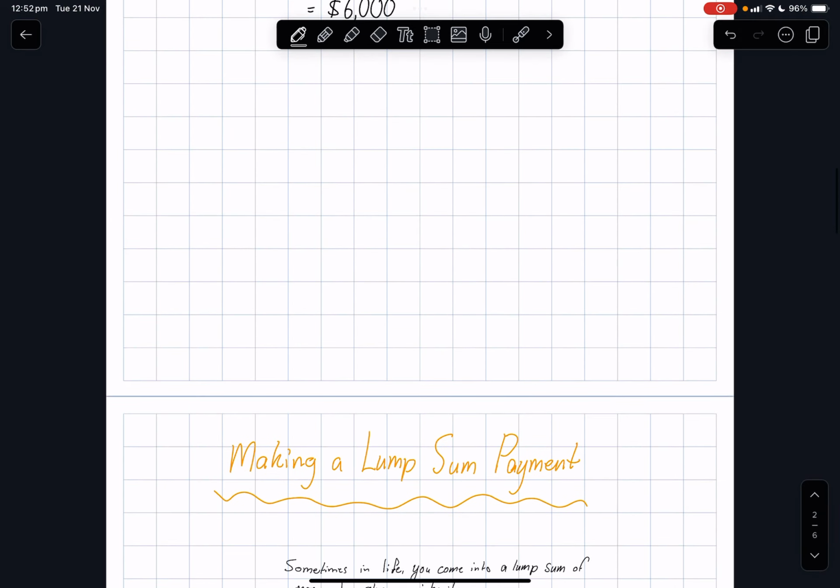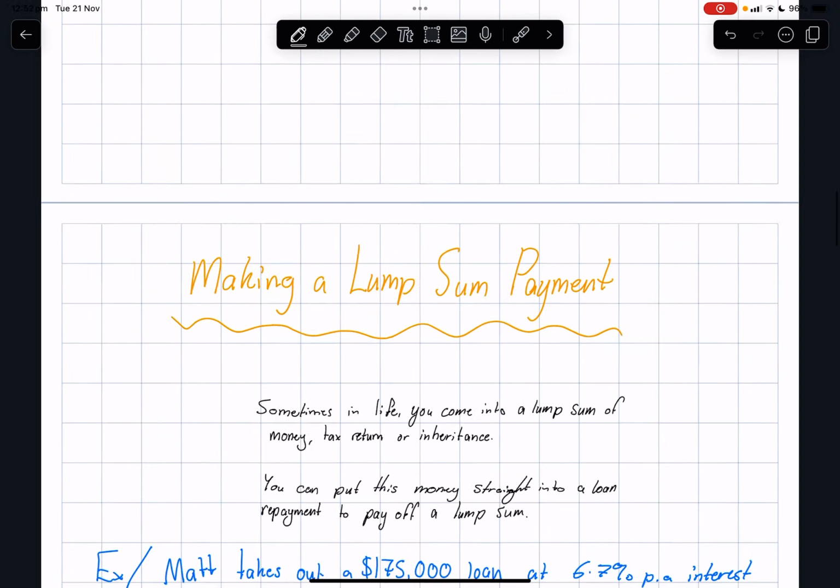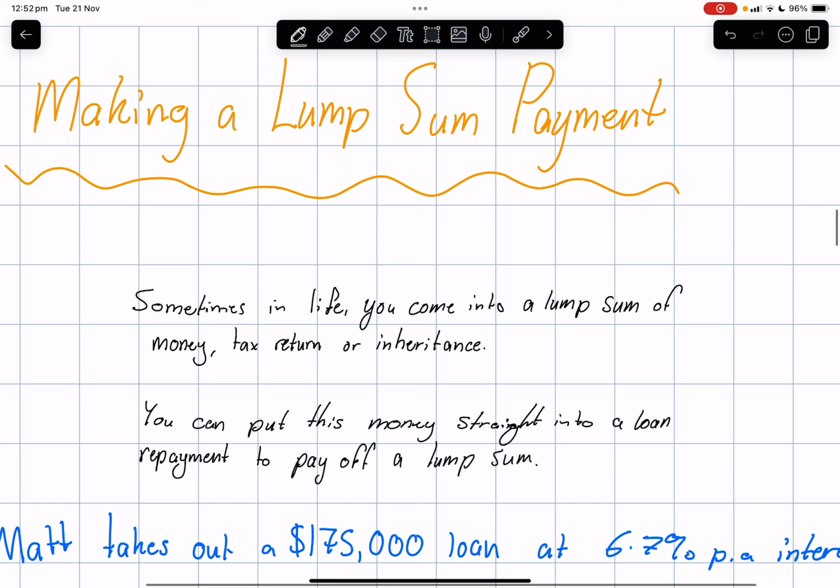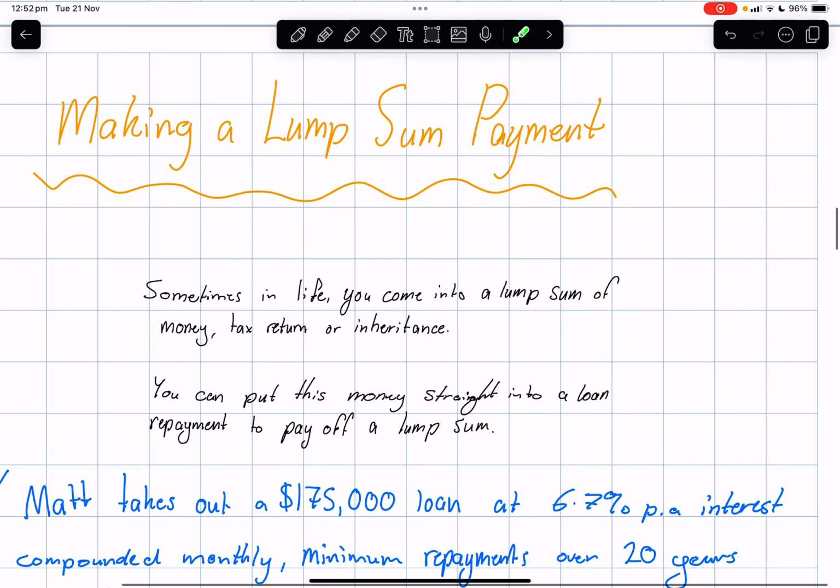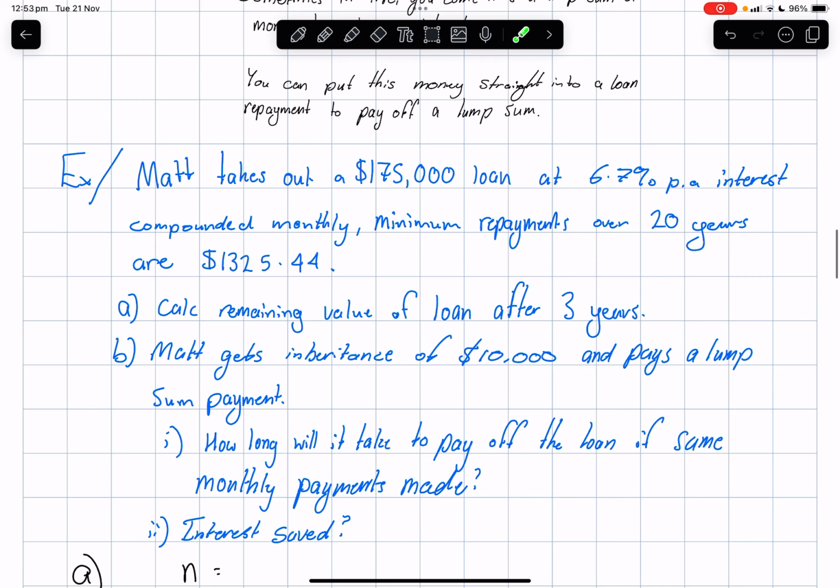Another method we can use is making a lump sum payment. This lump sum can come in a range of different ways. It can come in the form of money, a bonus from work, a tax return, or inheritance. You can put this money straight into a loan repayment to pay off a lump sum of your loan. What that does is reduce the value of the account, which means you pay less interest. So let's have a look using our friend Matt.